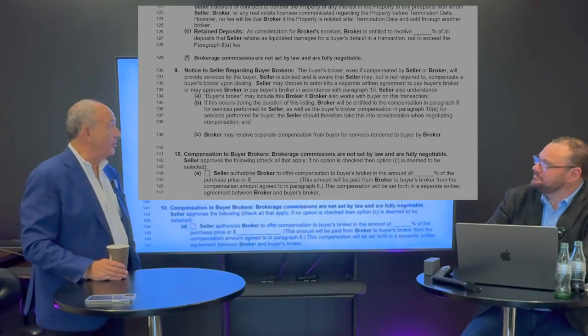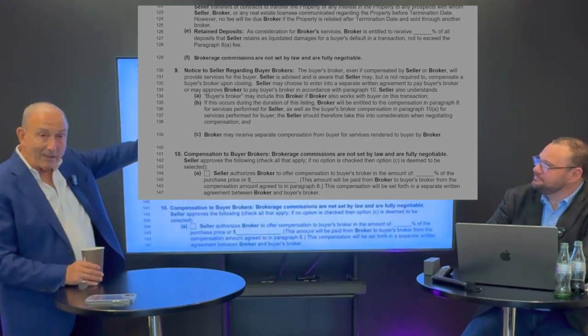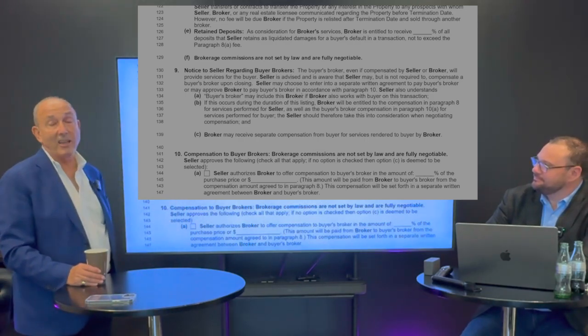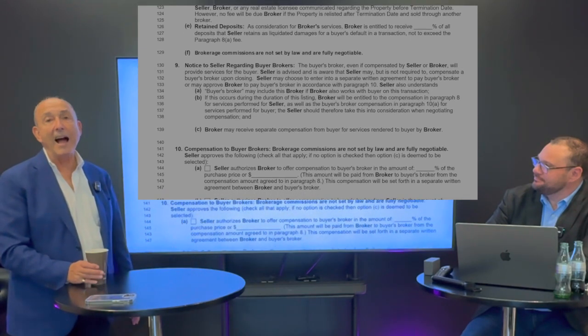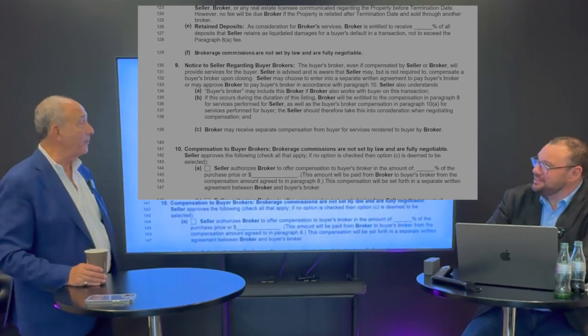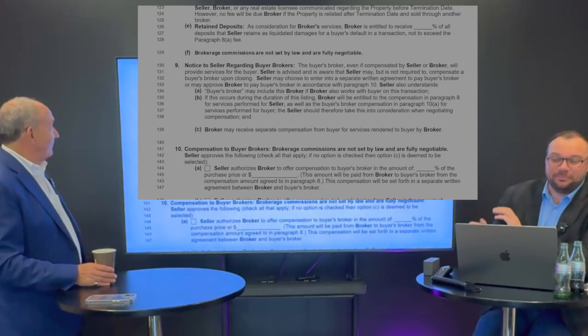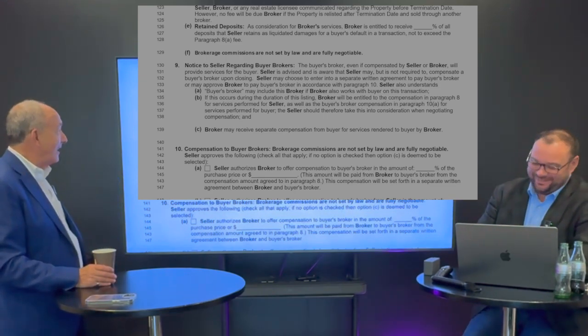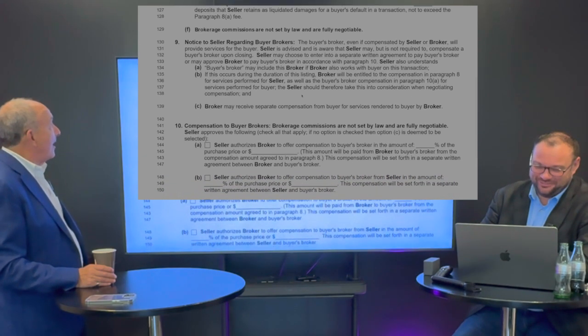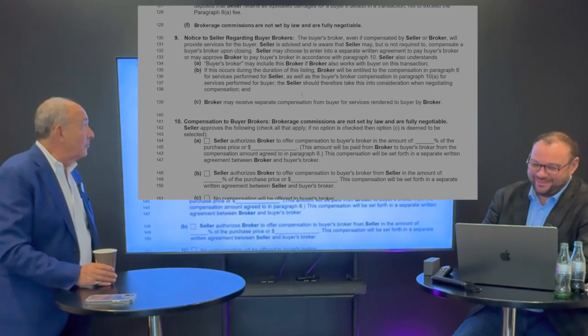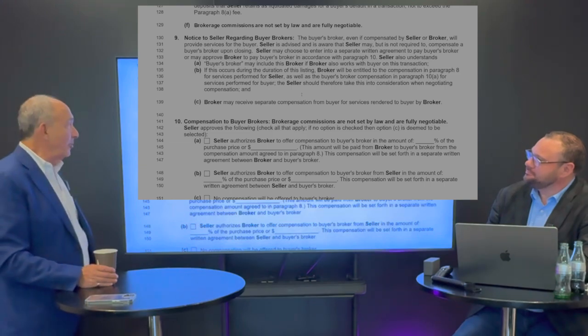Yeah, brokerage commissions, not set by law, fully negotiable. This is one of the statements in the settlement that is on almost every document that you'll be working with now. Super nice of them to put it 129 lines into the contract instead of at the beginning, but hey. Yep. I expect to see that changed. Yeah, I do too. All right, so notice to the seller regarding buyer brokers.